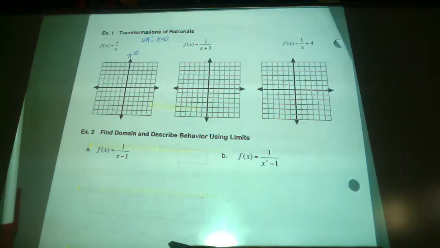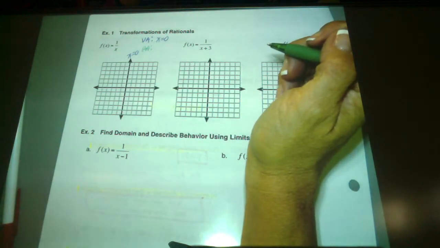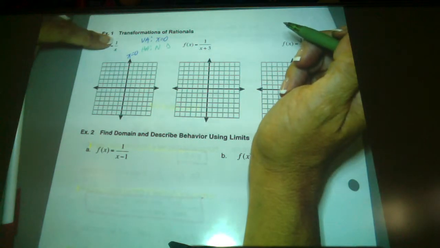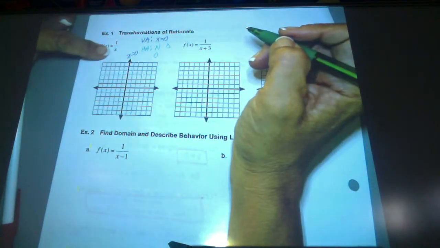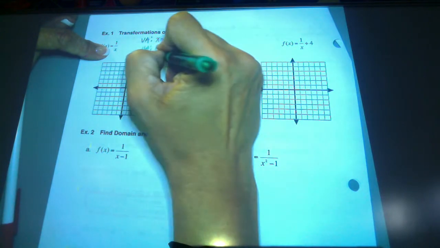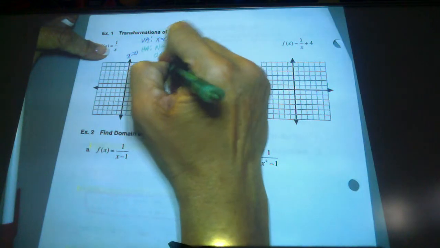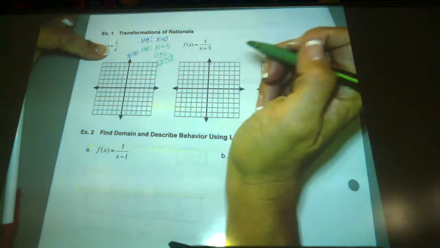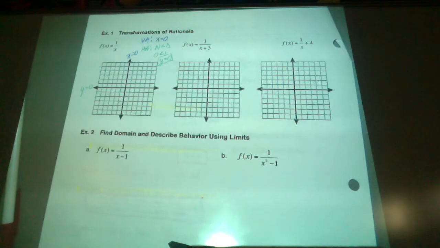Then let's look at horizontal asymptotes. We're going to compare the numerator degree to the denominator degree. What's the degree of the numerator? 0, because it's a constant. What's the degree of the denominator? 1. And isn't 0 less than 1? So what's the horizontal asymptote? Y equals 0. Always, when the numerator degree is less than the denominator degree. And so I want to label that as well. Y equals 0.